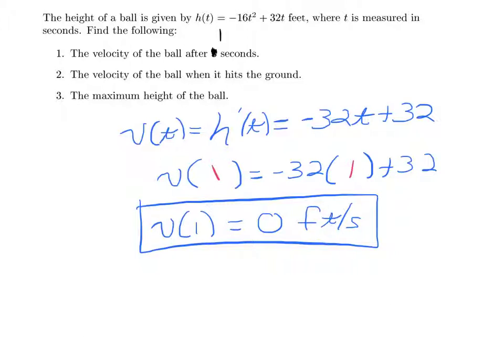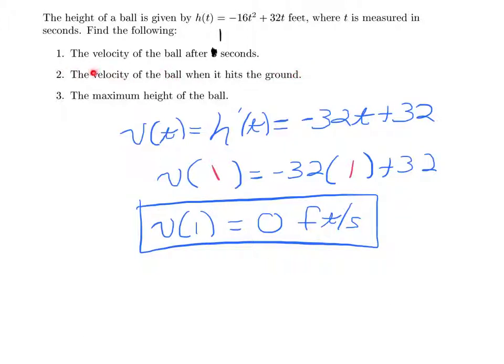That's pretty interesting. It's actually going to come into play when we work out the last problem, where we find the maximum height of the ball. Because remember, when the velocity is 0, or when the first derivative is 0, we found a critical point. It turns out that at t equals 1 second, that will determine the maximum height of the ball.